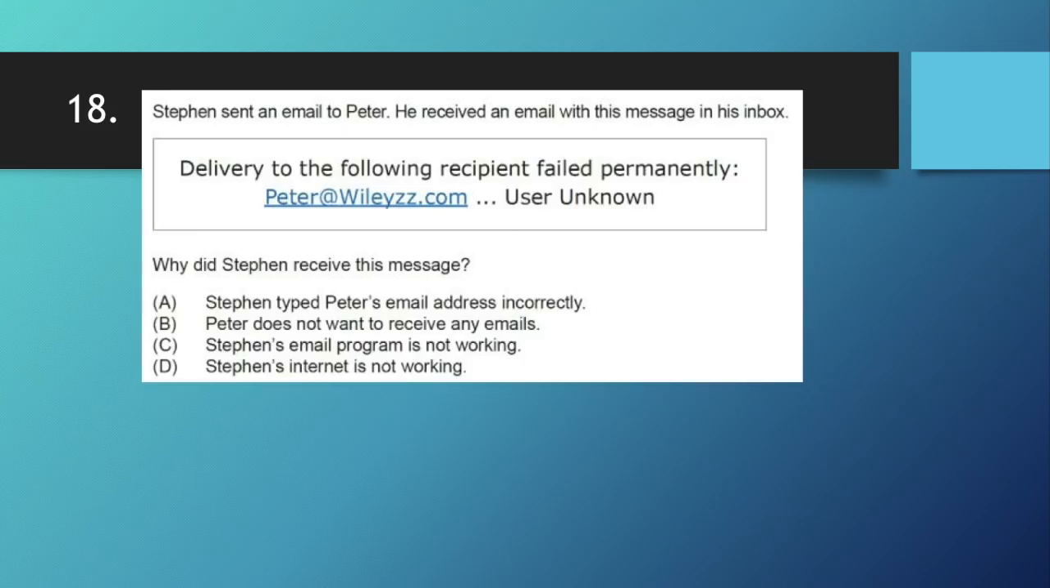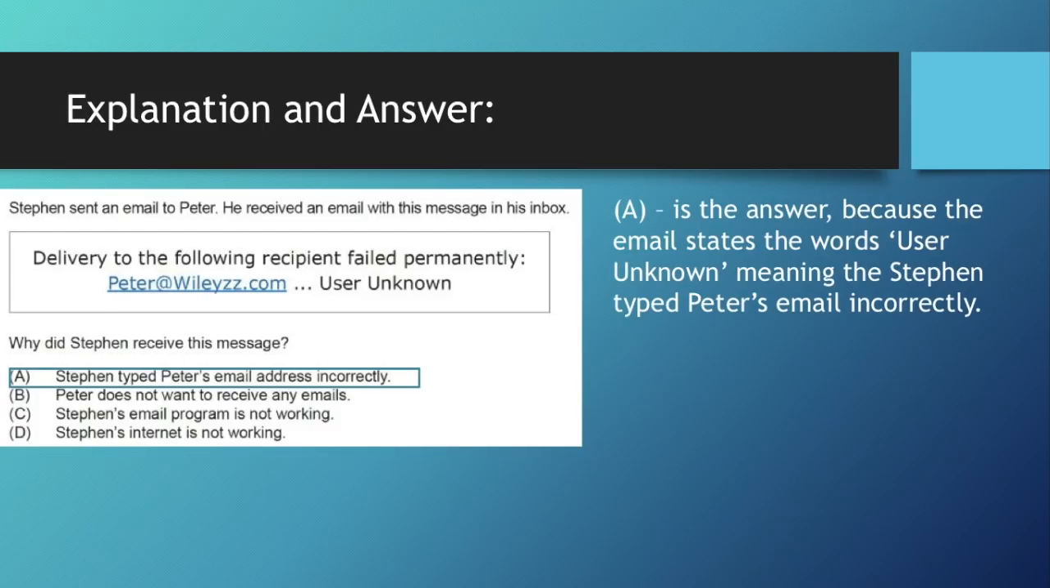In this question, we need to identify why Peter didn't receive his email. A is the answer because the email states the words "user unknown," meaning that Stephen typed Peter's email incorrectly.